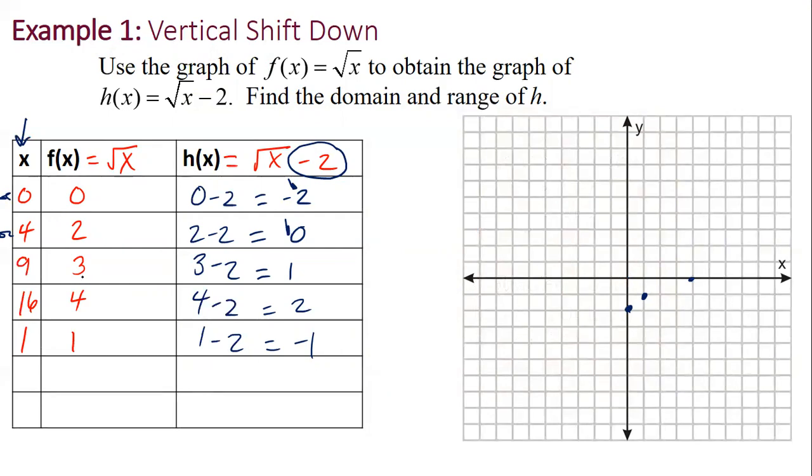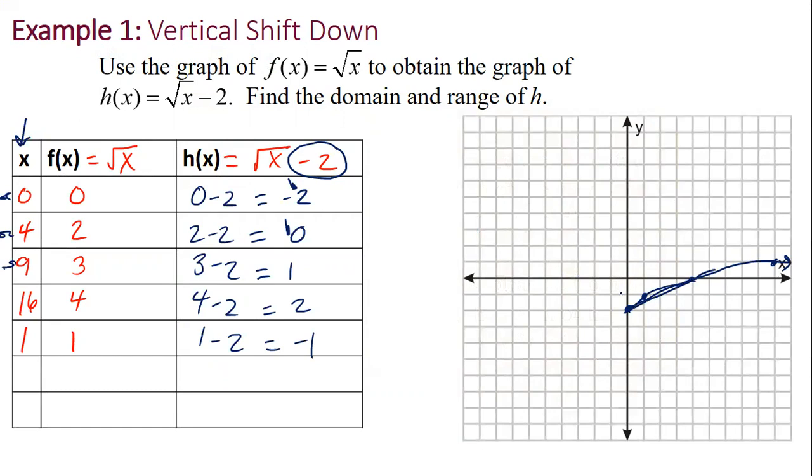I'm going to go to 9, and then to 1. 1, 2, 3, 4, 5, 6, 7, 8, 9, and 1. And I can't do 16 because it's not on the graph. And so this is my transformed square root function.